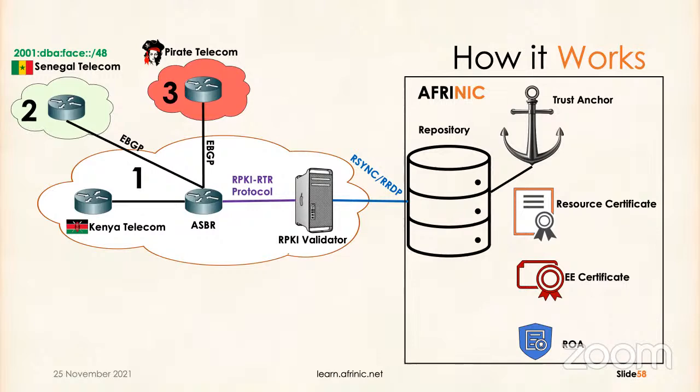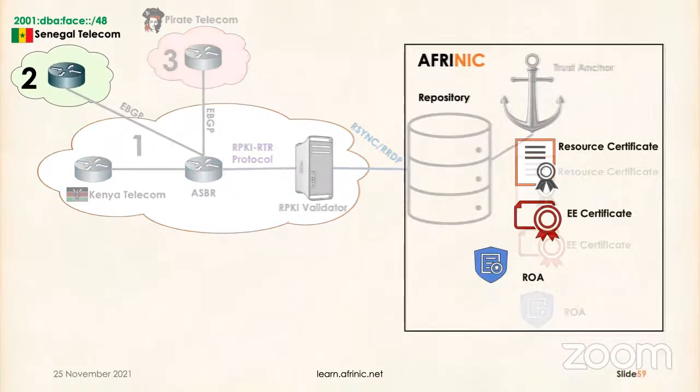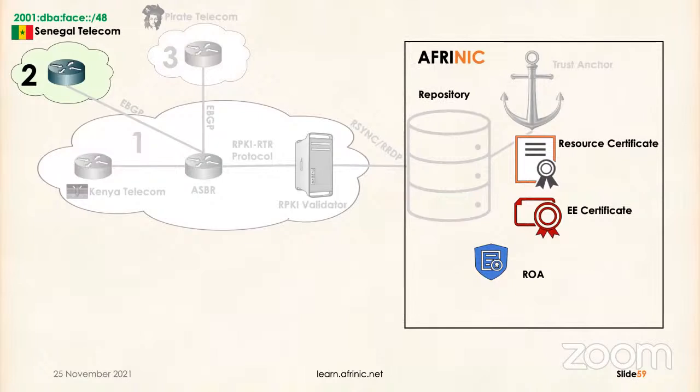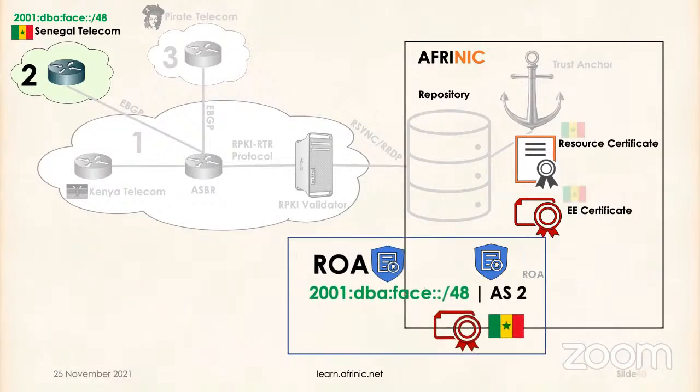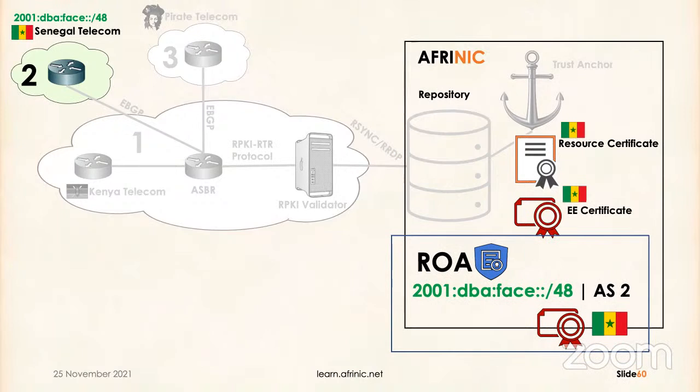Nowhere but AS2. So what you do, and we'll show you later how, is create a ROA. Senegal Telecom has to create a ROA. When they get resources from AFRINIC, they get a resource certificate, and they have to create EE certificates that will be used to sign their ROAs. Now, the ROA will look something like this, a bit colorful. You have the ROA with the prefix, the origin AS, the EE certificate that was used to sign it, the public part of it will be inside, and the signature, which is the Senegalese flag here. And you publish that in the repository.